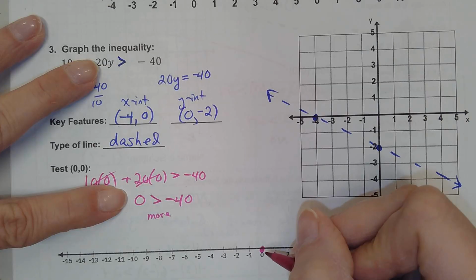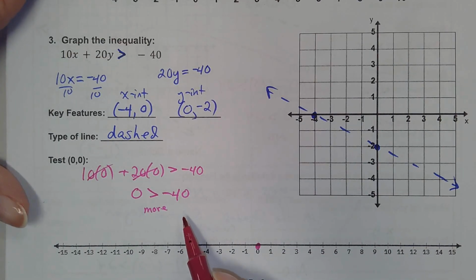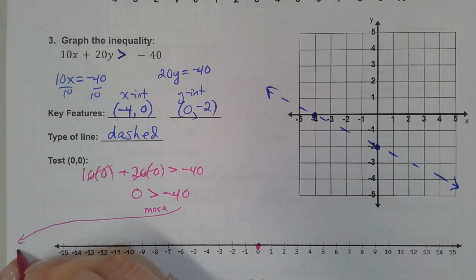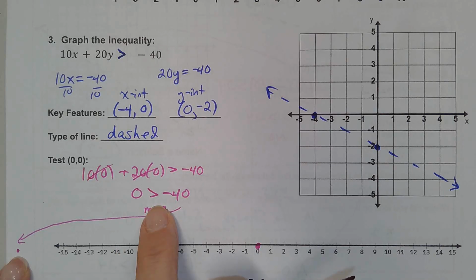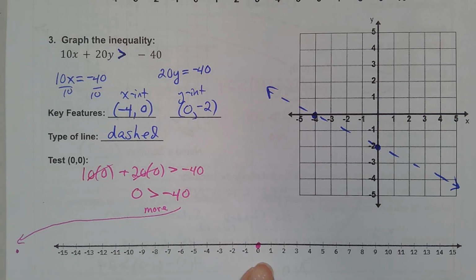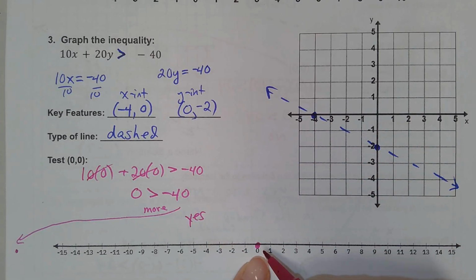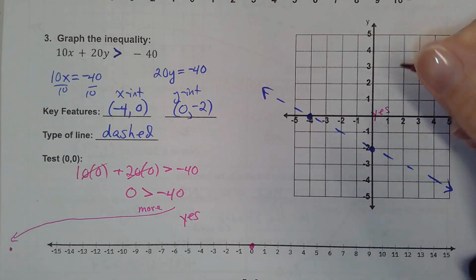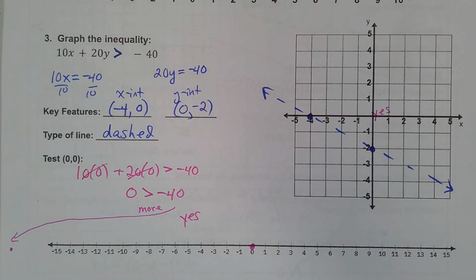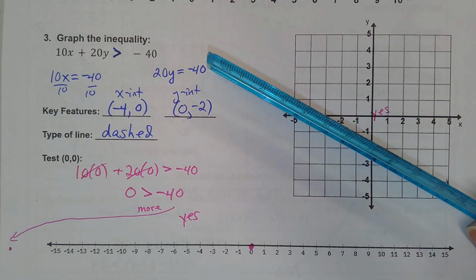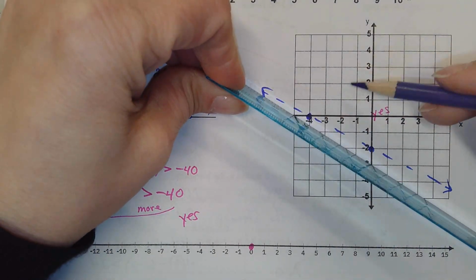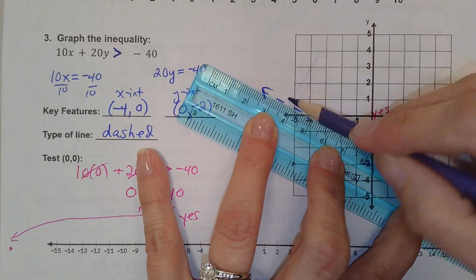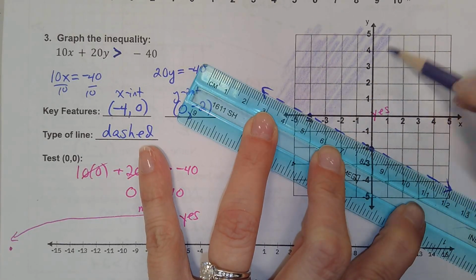Here's 0, and where is negative 40? Oh, way, way, way down there somewhere. This is where negative 40 is. Is 0 more? And the answer is yes. 0 is more than the negatives. So I'm going to write a little tiny yes on the origin. And now it's time for shading. Should I shade this way? The answer is yes. Yes, shade this section of the graph paper.